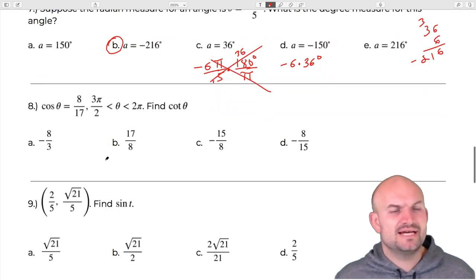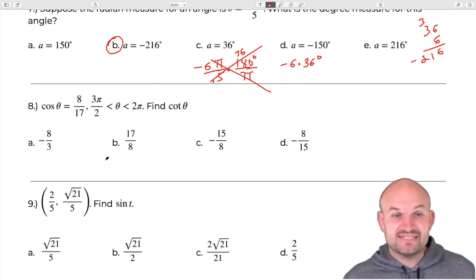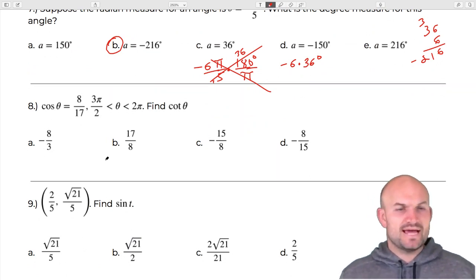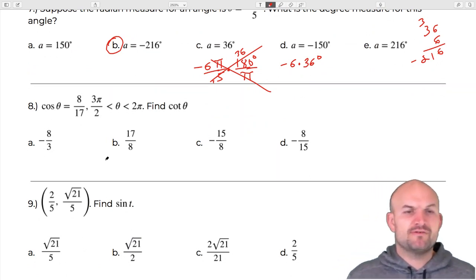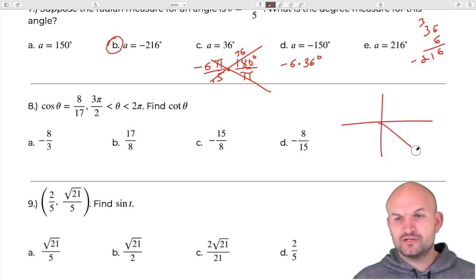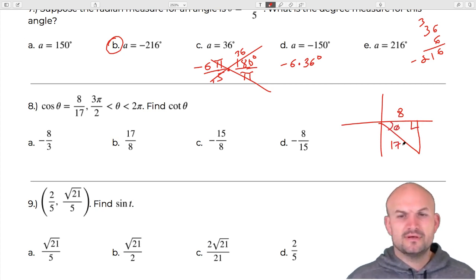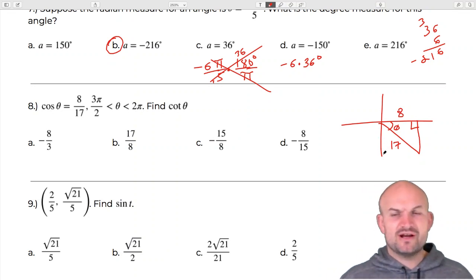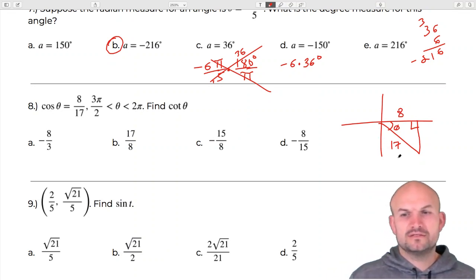Question number 8 says the cosine of theta is 8 over 17, and the angle is between 3 pi over 2 and 2 pi. So where is 3 pi over 2 and 2 pi? Well, that's going to be in the fourth quadrant. So let's draw this triangle. Everything's cosine in this case. So we have 8 and 17. Here's going to be my theta. And we're trying to find the cotangent.